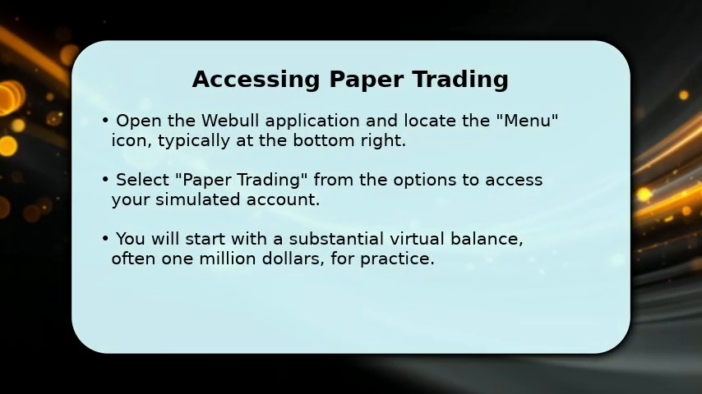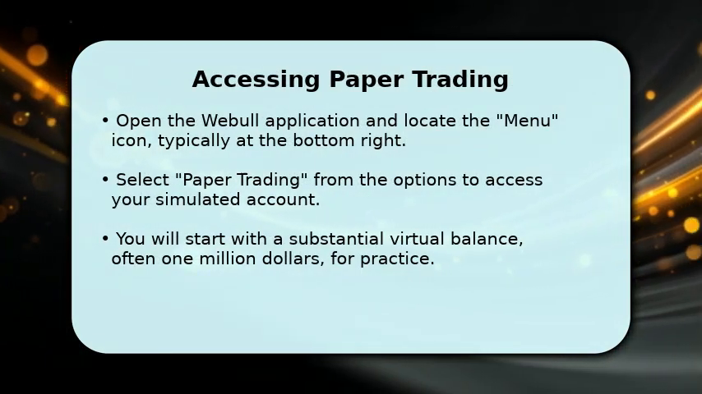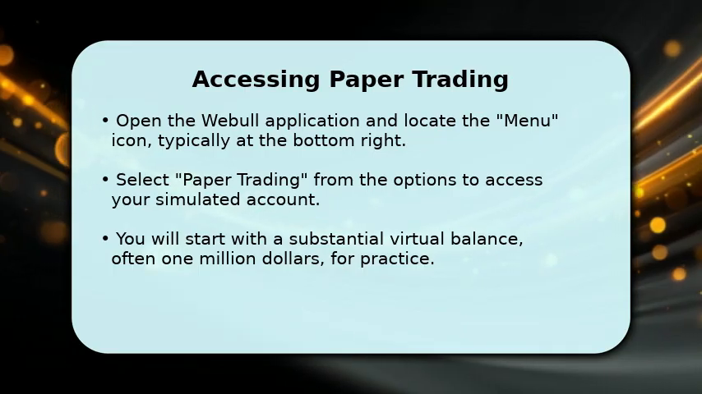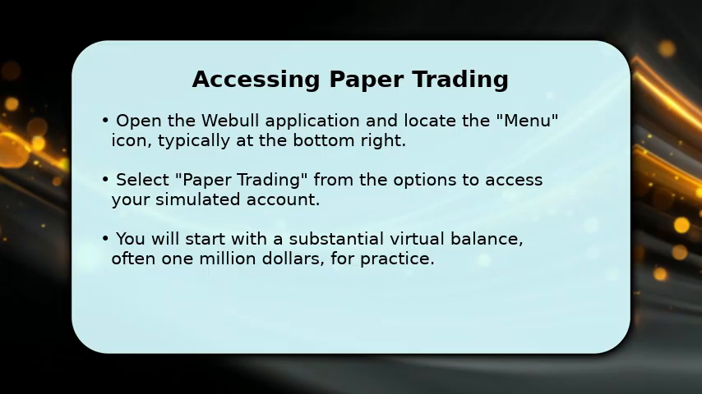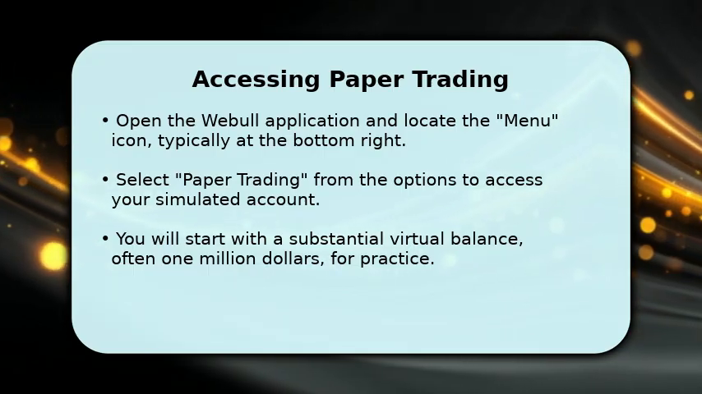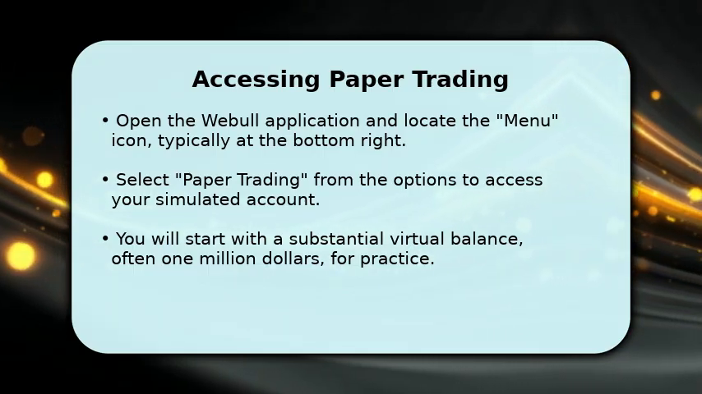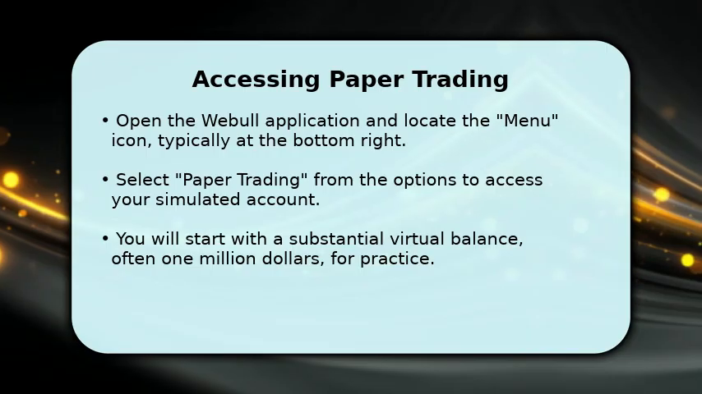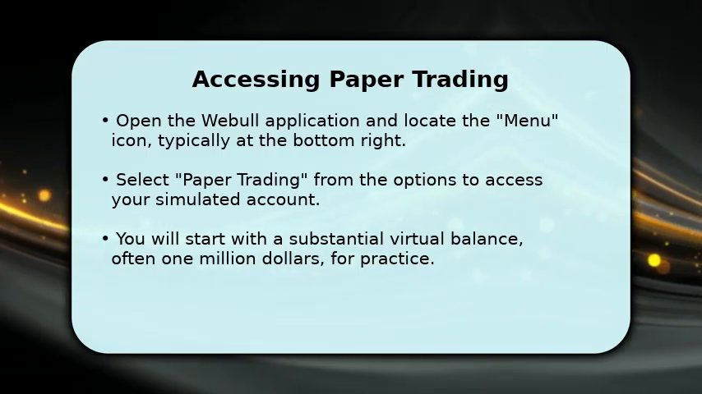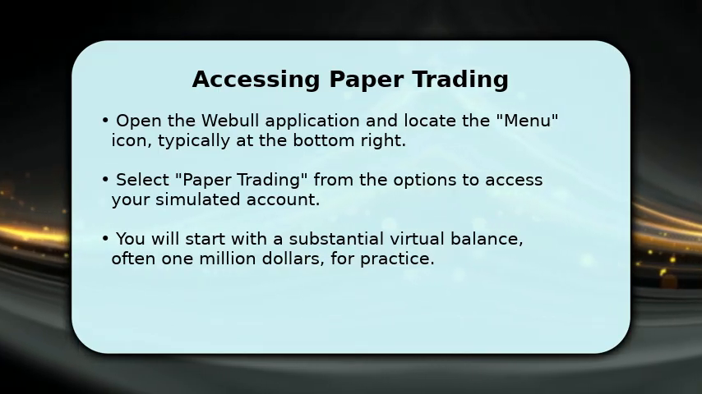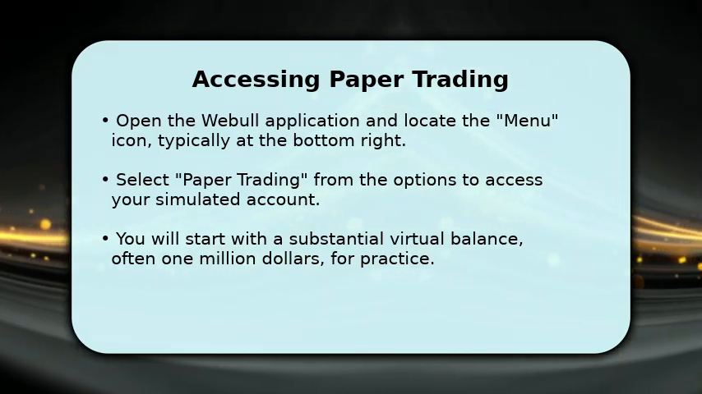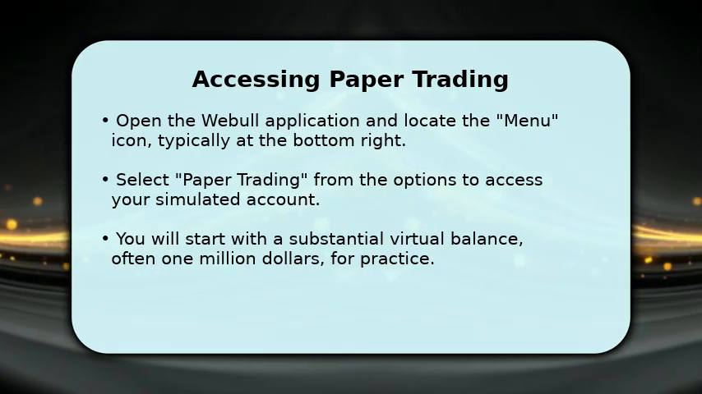To begin, simply open your Webull application. Look for the menu icon, usually found in the bottom right corner of your screen. Tap on it and then select Paper Trading from the list of options presented. You will immediately see your simulated account, often preloaded with a generous virtual balance, typically $1 million, ready for you to start practicing your trades.